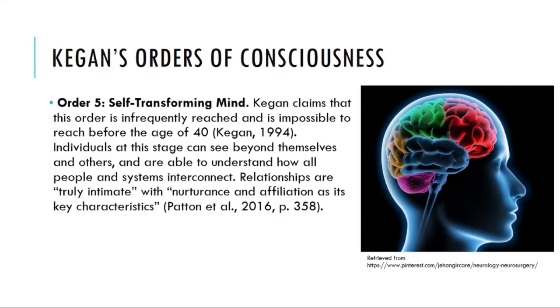And finally, Order 5, the self-transforming mind. Kegan claims that this order is infrequently reached and is impossible to reach before the age of 40. Individuals at this stage can see beyond themselves and others and are able to understand how all people and systems interconnect. Relationships are truly intimate, with nurturance and affiliation as its key characteristics.